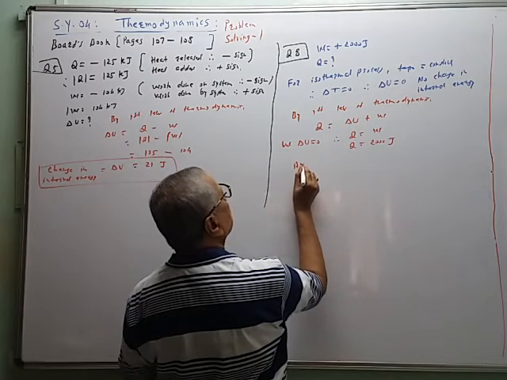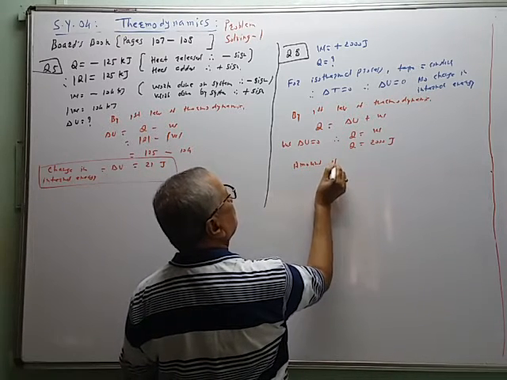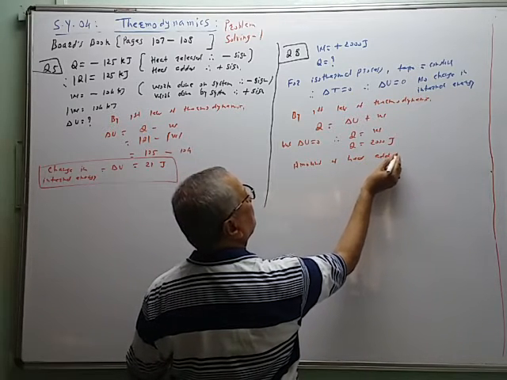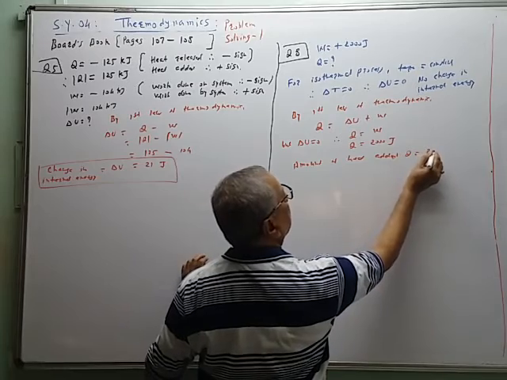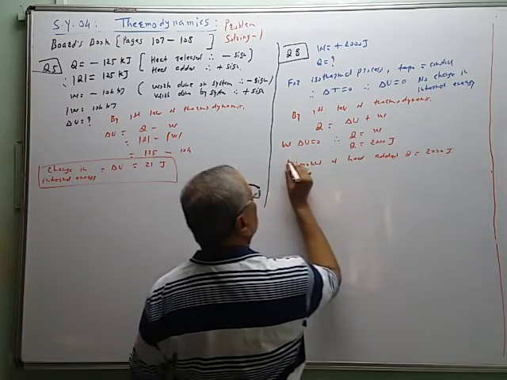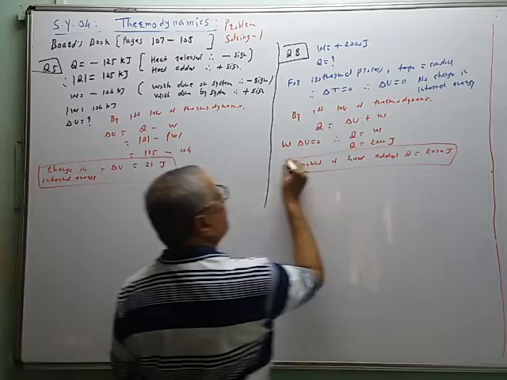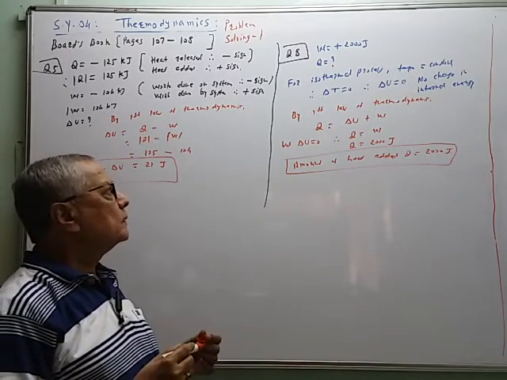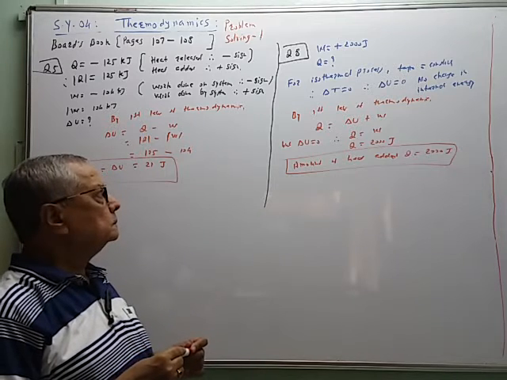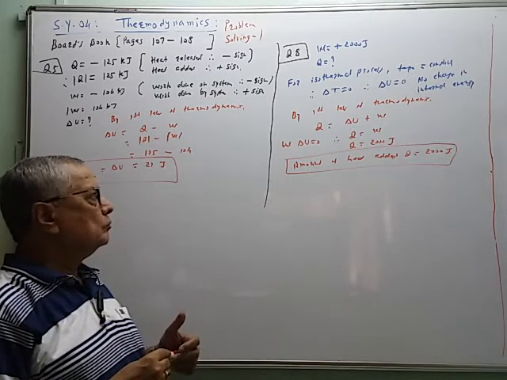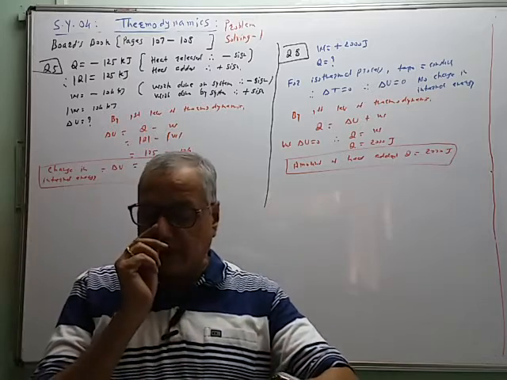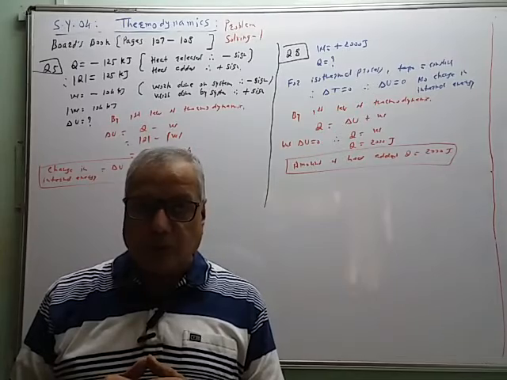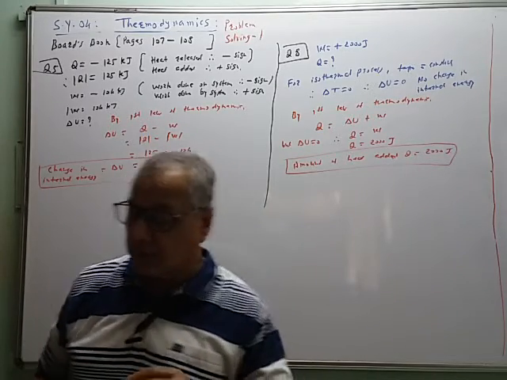So amount of heat added, Q is equal to 2000 joule. So it is a quasi-static process, no change in temperature. So the process is very slow like this.